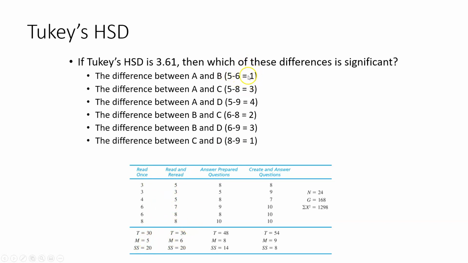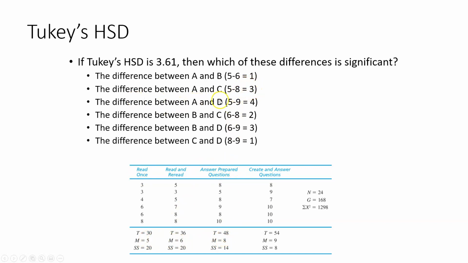I'm not putting the negative values here because it doesn't matter whether we subtract the second minus the first or the first minus the second. I'm taking the absolute value because I just want to know how far apart the 2 means are, and they're 1 unit apart. The difference between A and C, which is 5 minus 8, is a difference of 3.